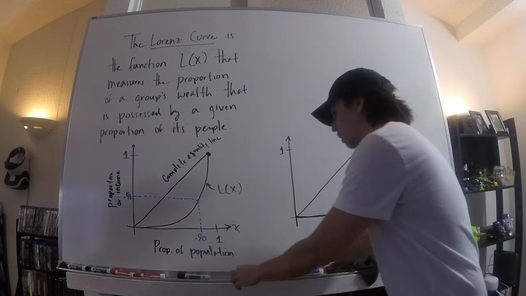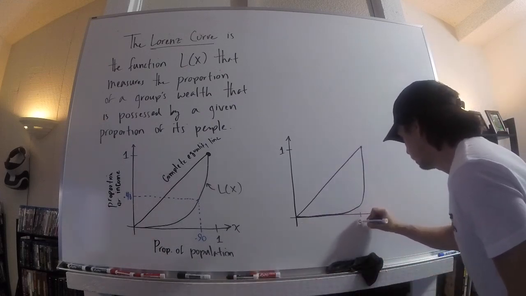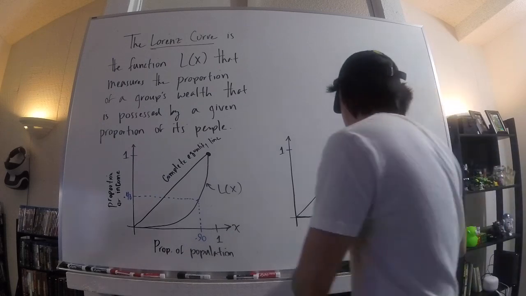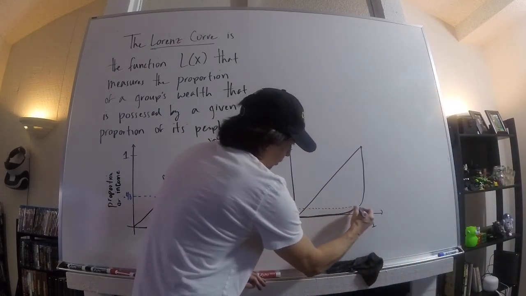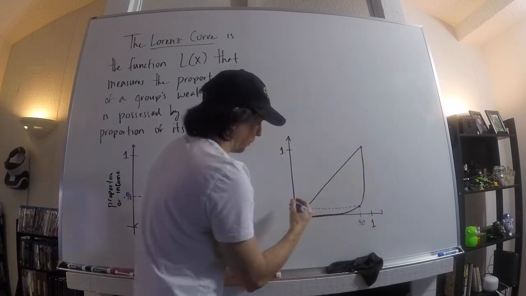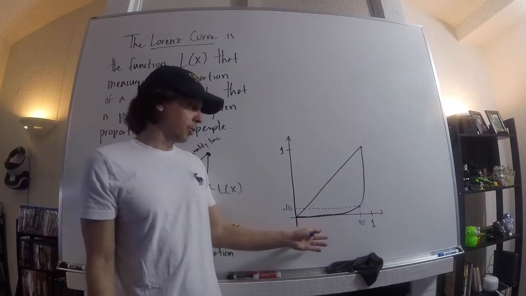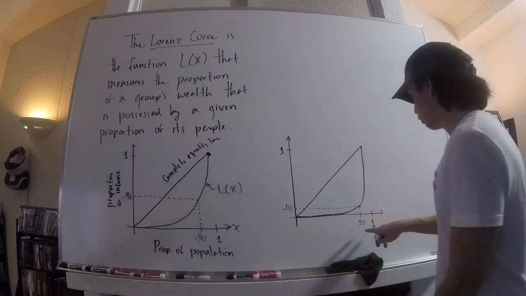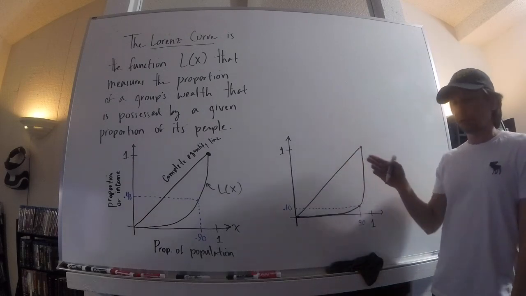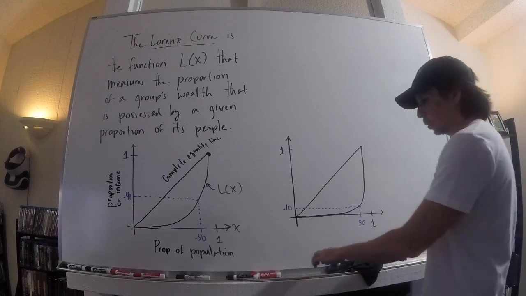So let's look at the 90% now. 90%, holy smokes, they only control 10% or so. I'm going to say 10% because it dips so far below. That means the bottom 90% of earners are only earning 10% of the overall income, and that means the top 10% is taking in 90%. So that's heavy inequality. And so that's the idea behind the Lorenz curve.